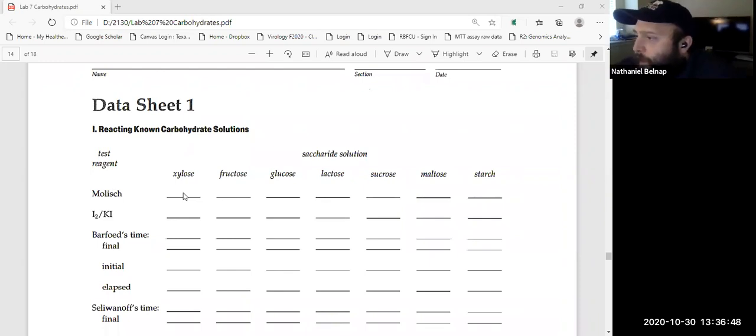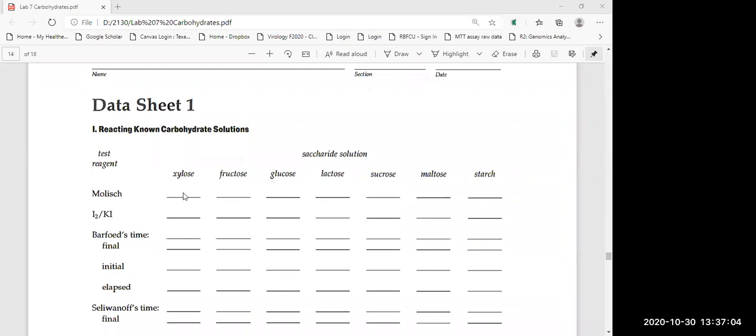You're gonna go, okay, my last name begins with A. The Molisch test was positive. Was xylose positive from Molisch? Oh, nope. Okay, then it's not xylose. Okay, let's go to the next one, and then so on and so forth.